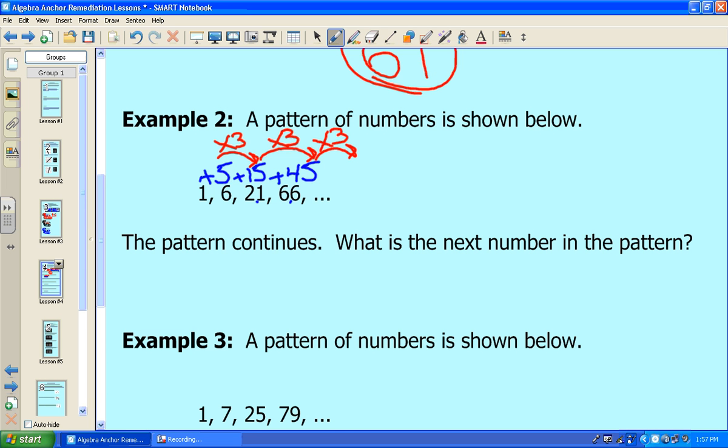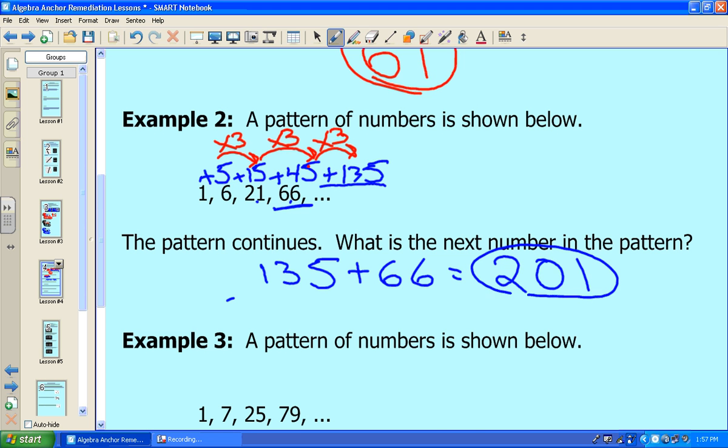So I am taking the 45 and multiplying it by 3. If you get your calculator, 45 times 3 is 135. Okay, so I'm going to be adding 135 onto this 66. 135 plus 66 equals 201. Okay, so the next number in our sequence is 201. You could continue the pattern after that, but I'm only asking you for one of those numbers.